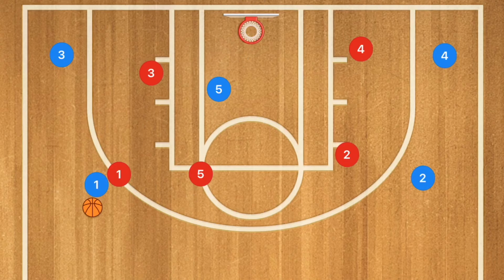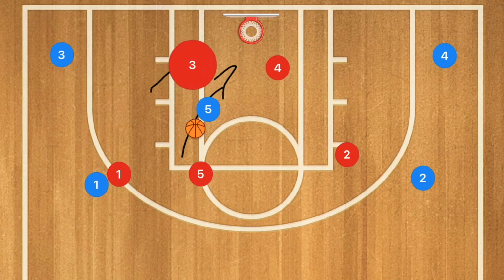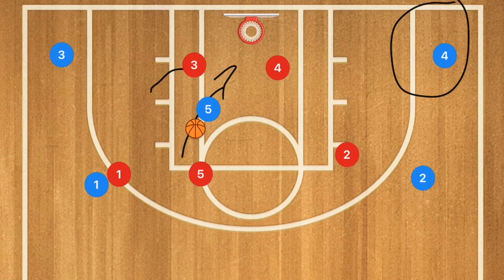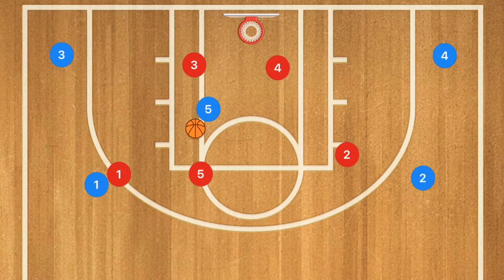Or what may happen is if player 5 does a nice seal and gets that ball, this could collapse the help defense and create a couple of different opportunities for 3-point shots from the wing. If we do pass the ball out to player 4, this may cause player 2 to pop down, which would create an extra pass to player 2 for a 3-point shot as well.